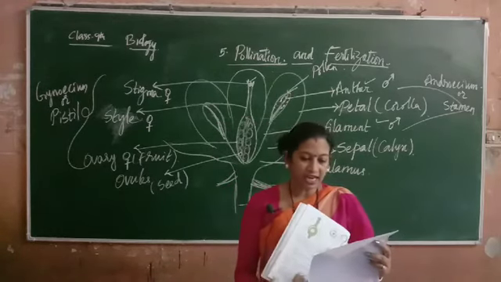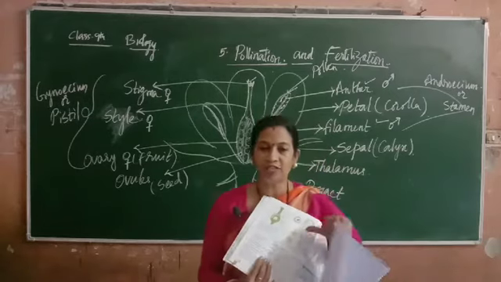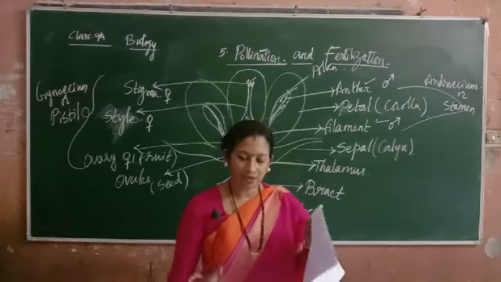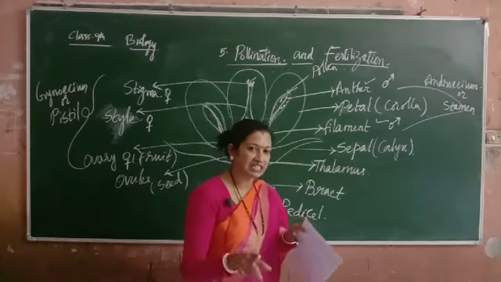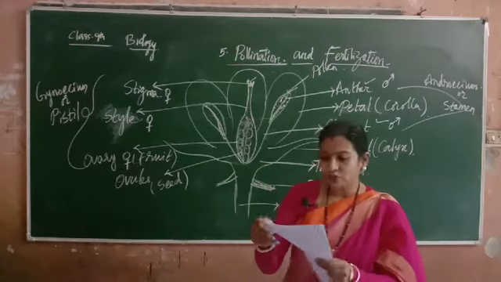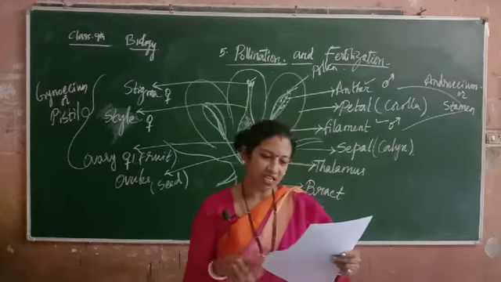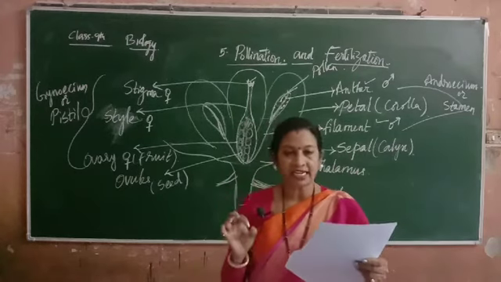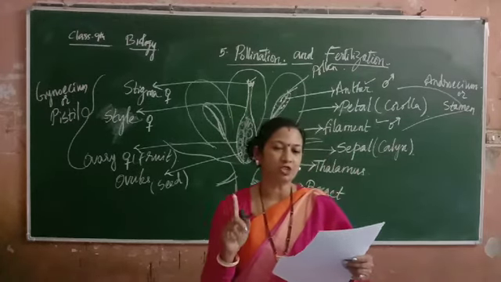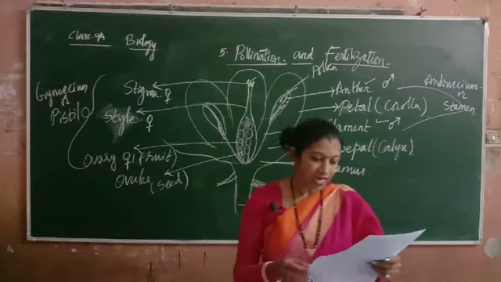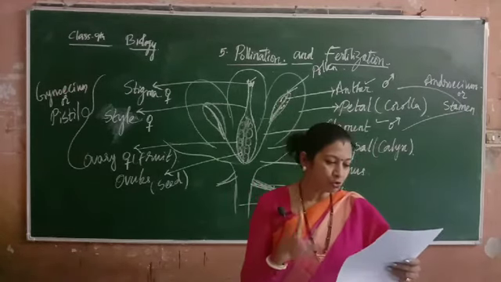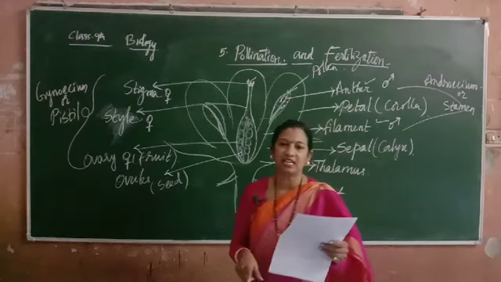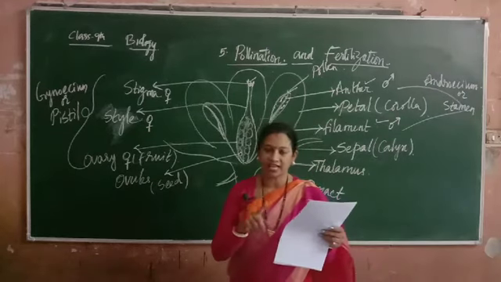Now the integuments have a small opening which is called a micropyle. When I am teaching this part, you have to look into the textbook so that you can understand. Each ovule has one or two protective layers which are called integuments. The integuments leave a small opening which is called the micropyle. Integuments enclose the nucellus. Inside the integuments there is a nucellus. Inside the nucellus there is an embryo sac.